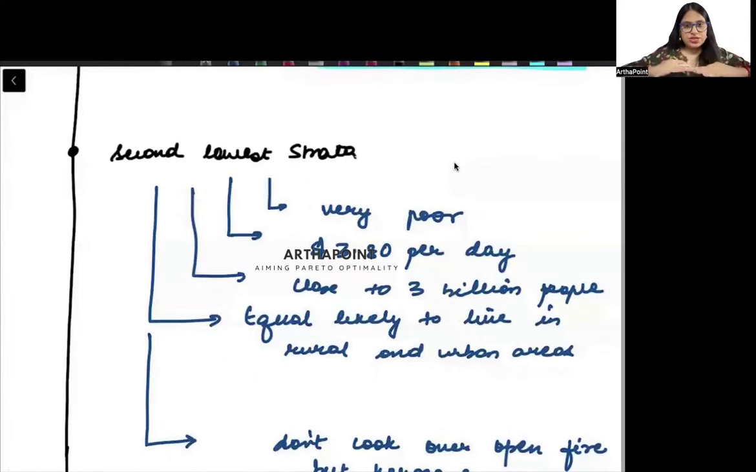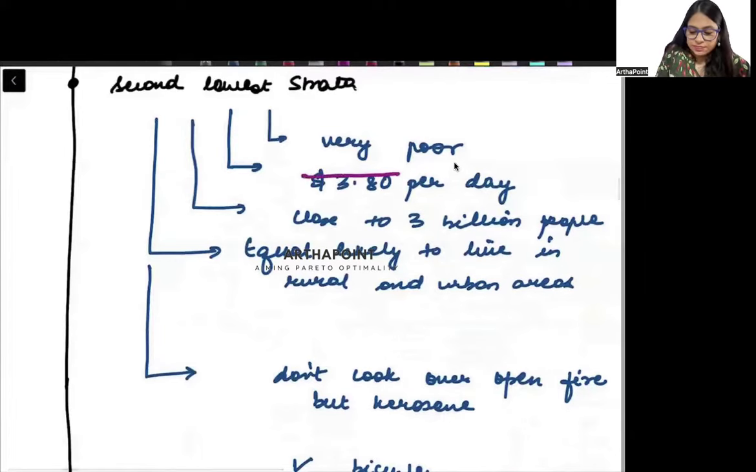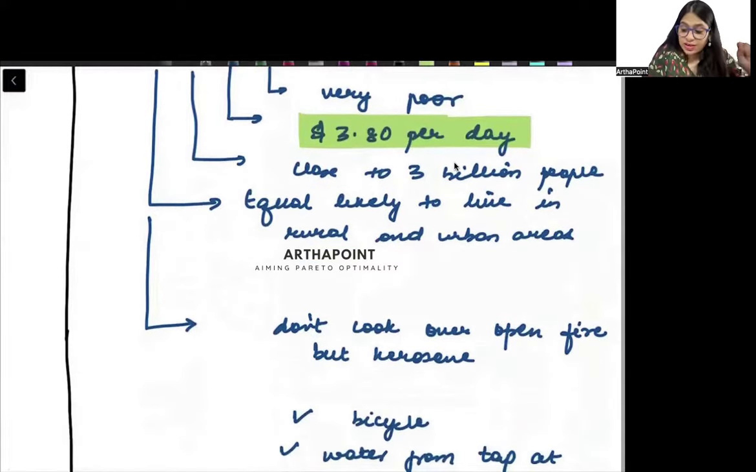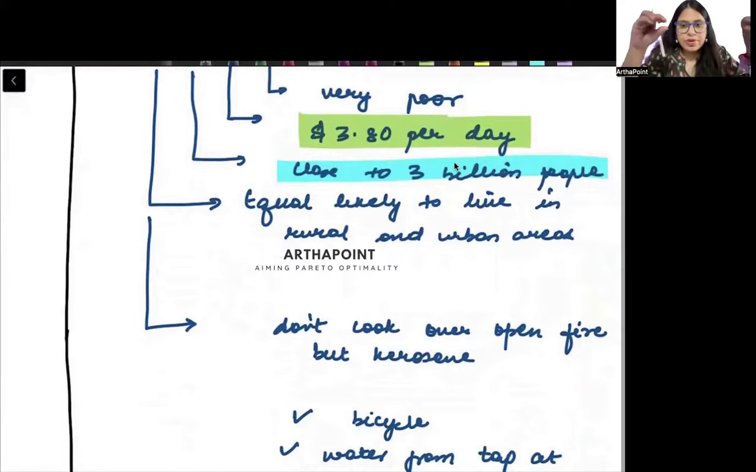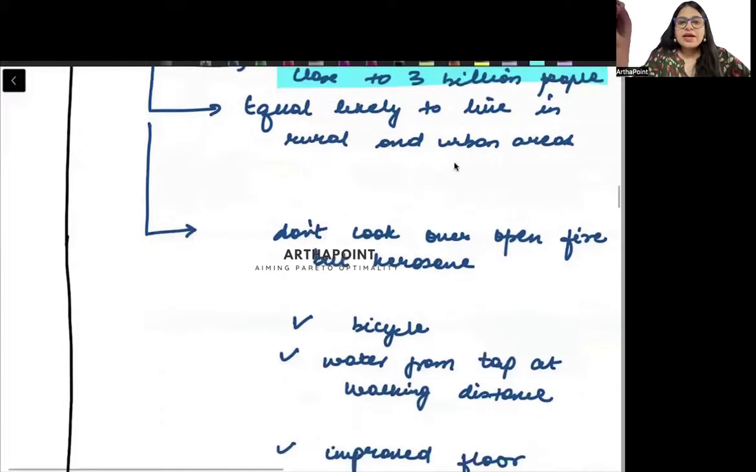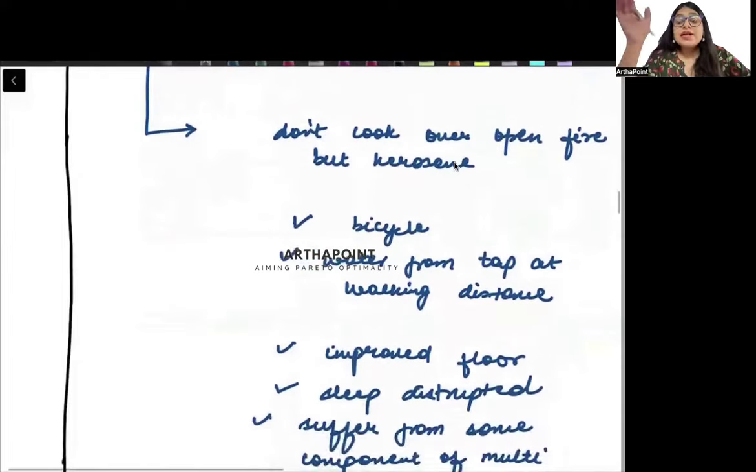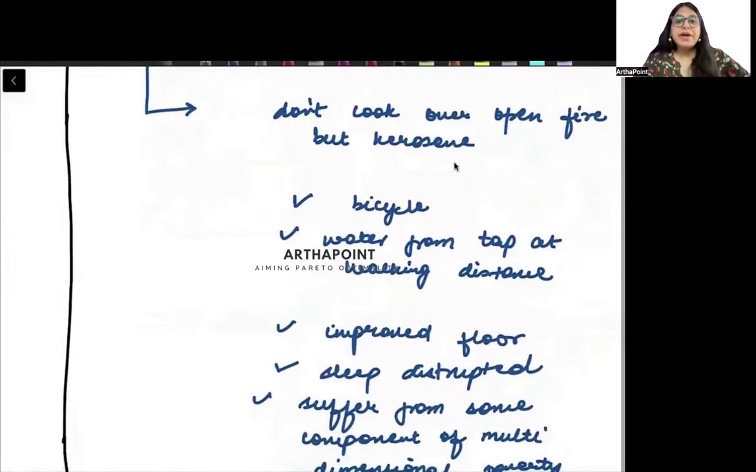Bottom means the lowest. Then we come one level up and we are calling it the second lowest strata. These people are also poor. Their average income is $3.80 per day. Close to 3 billion people are living in this strata. There is an equal chance that they can live in a rural area and in an urban area. They are comparatively better off as compared to the first group.